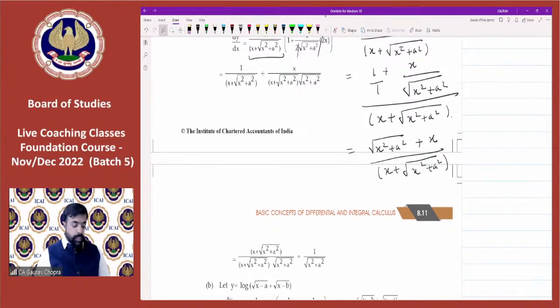Barkatullah is asking what is the weightage of the chapter. See, differentiation and integration both take on an average 3 to 5 questions. Minimum 3, maximum 5. Normally 3 to 5 questions come from differentiation and integration.